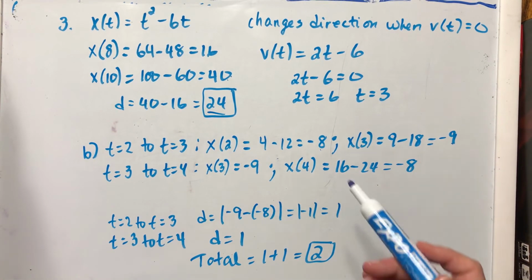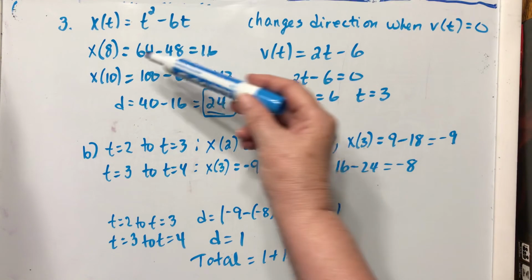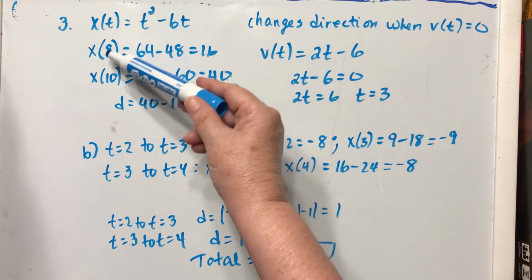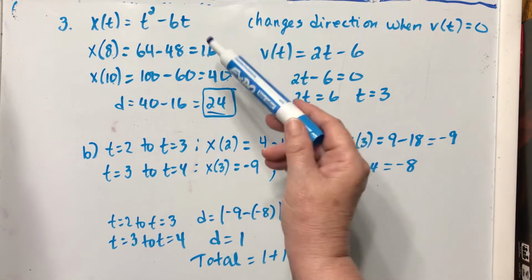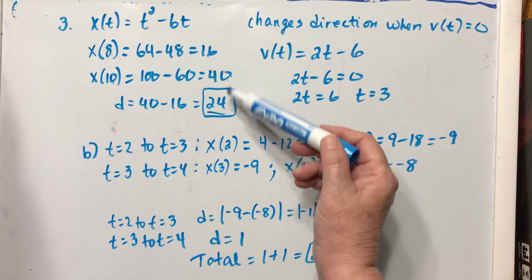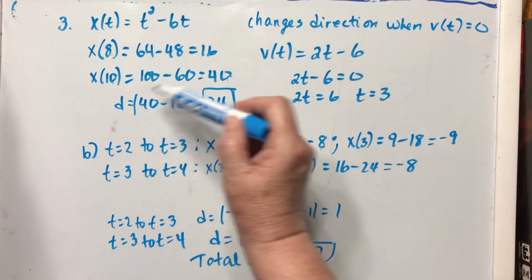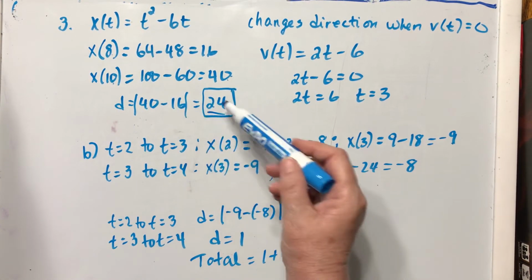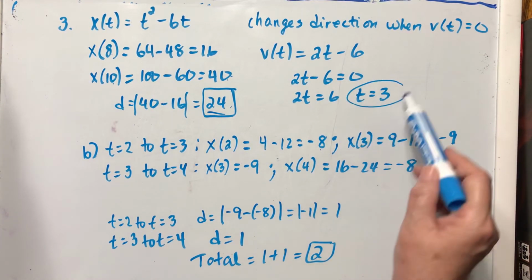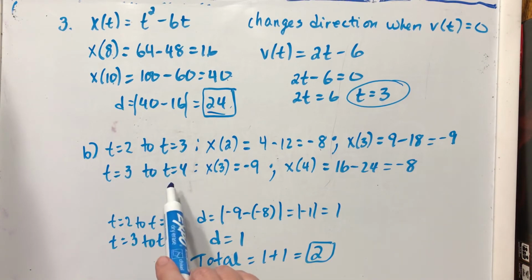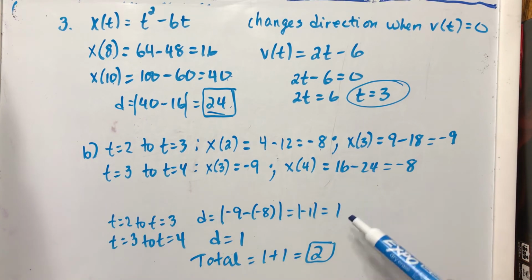So what we've learned here, the first part of number 3, the particle did not change direction, so we just figured out where it was at time equals 8 and at time equals 10, and then distance is the absolute value of that difference. But from 2 to 4, it changed direction at t equals 3, so we had to split that interval up and figure out how far it went from 2 to 3 and how far it went from 3 to 4, and then add those two distances up, and we got total distance of 2.